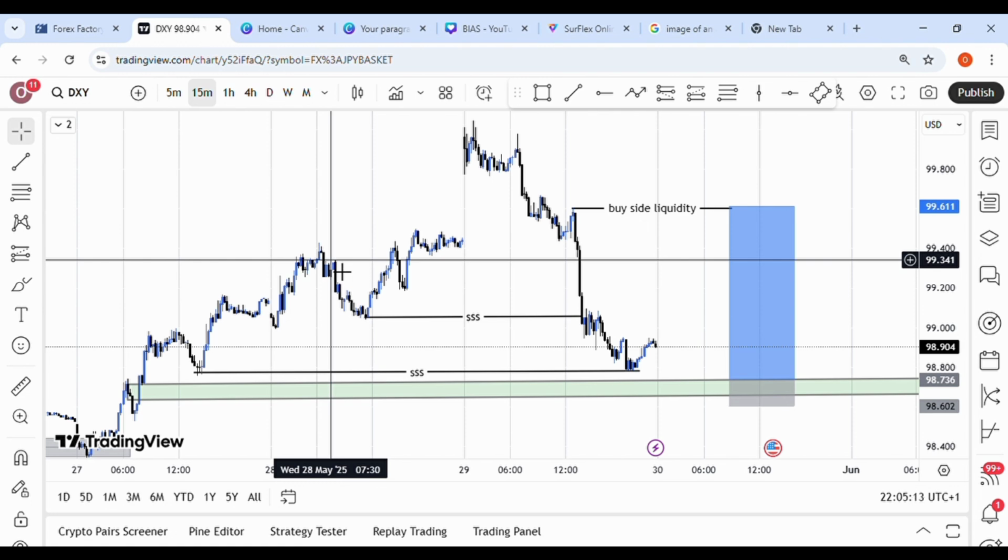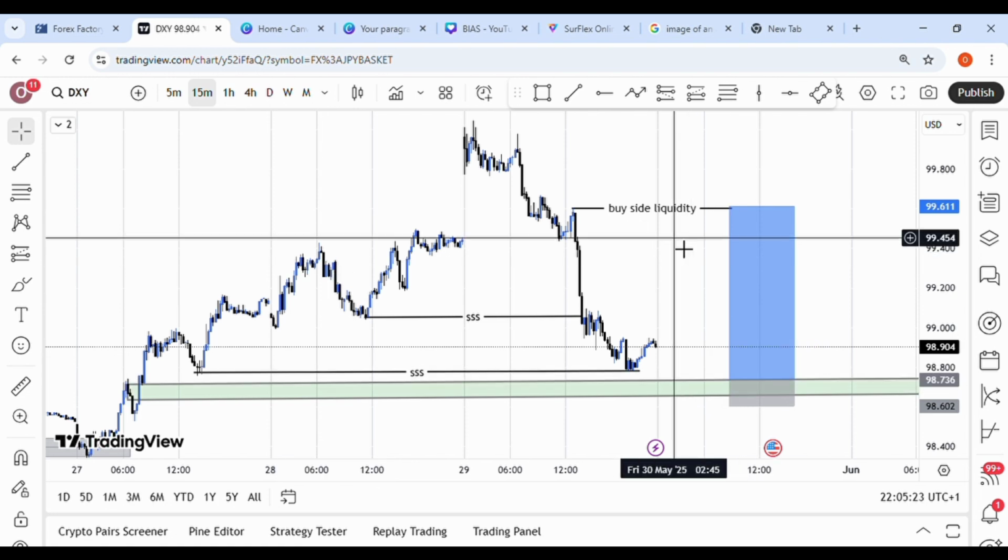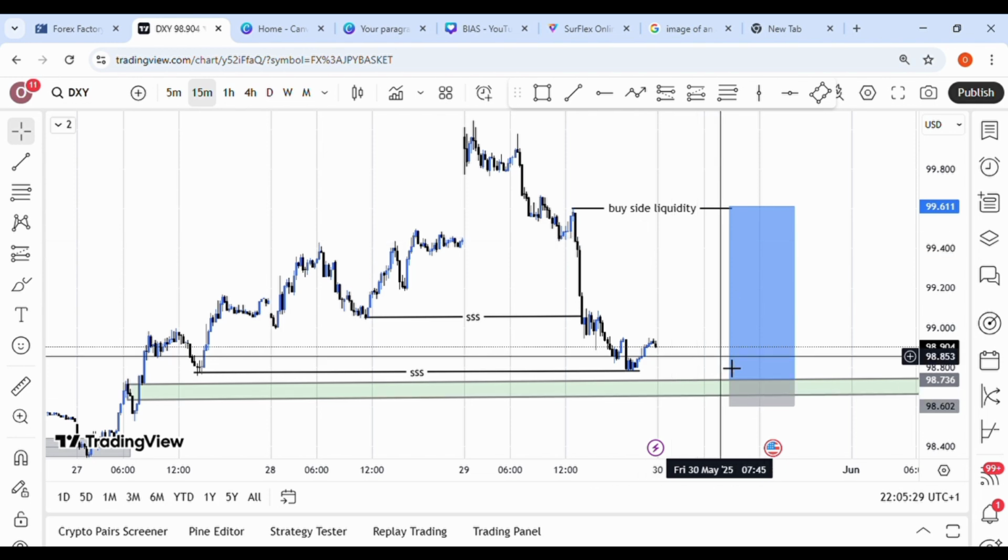Now, looking at my chart, you can see I have already analyzed the DXY market and I'm ready to take in my buy position once price gets to my entry. Now, I will be teaching you how I was able to come to this conclusion from the beginning to the Z.